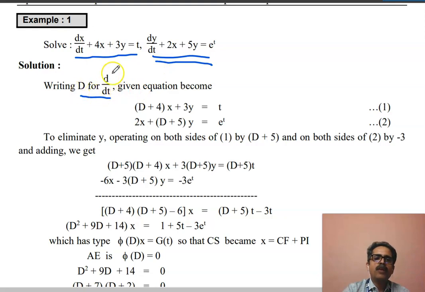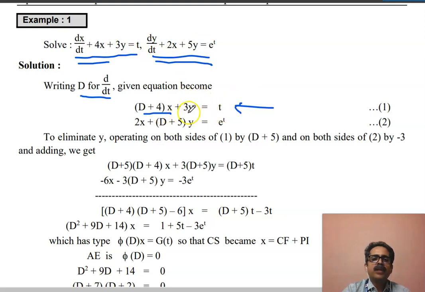Now using this D operator for d by dt, the first equation can be written like this. I told you how to write that. Collect the terms of x together. So in first two terms we have x. First term contributes dx, second term contributes 4x. Between them x is common. So the first two terms will give you D plus 3 acting on x. While we have only one term in y, that is 3y, right hand side is t.